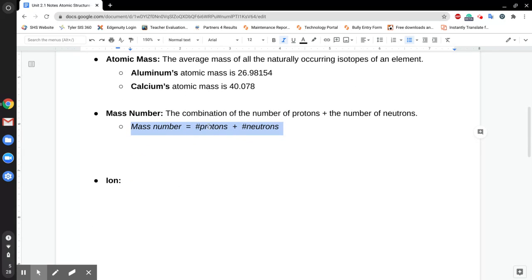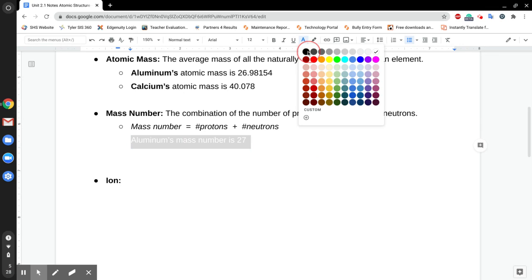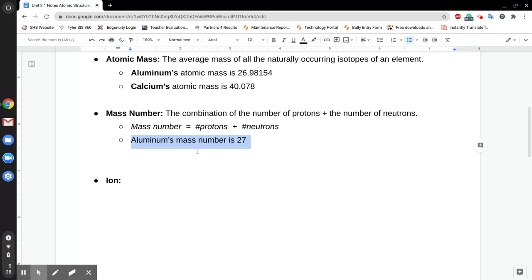So mass number, again, this is just the number of protons plus the number of neutrons. As an example, aluminum's mass number is 27. So let's figure that out real quick. Let's say we're given 27. What does that exactly mean?